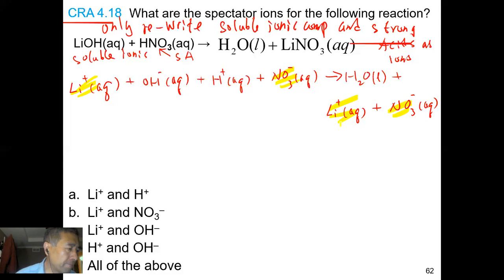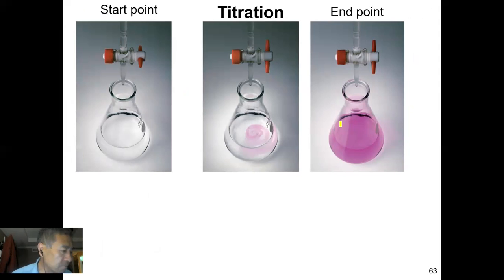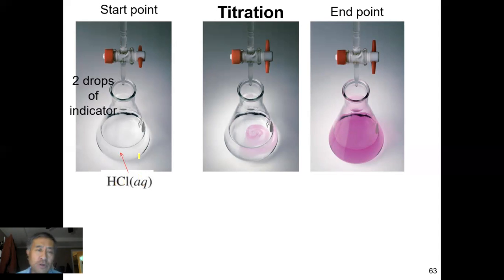All right. Titration. Titration is one type of technique you can use for determining concentrations, for example. In this picture, you see there's a burette and a flask. HCl in this setting will be our solution in the flask. In the flask, you also added two drops of the indicator. Indicators are compounds that change color depending on the pH of the solution. In the burette, we have the so-called titrant, the other reactant. In this particular example, the titrant is sodium hydroxide.